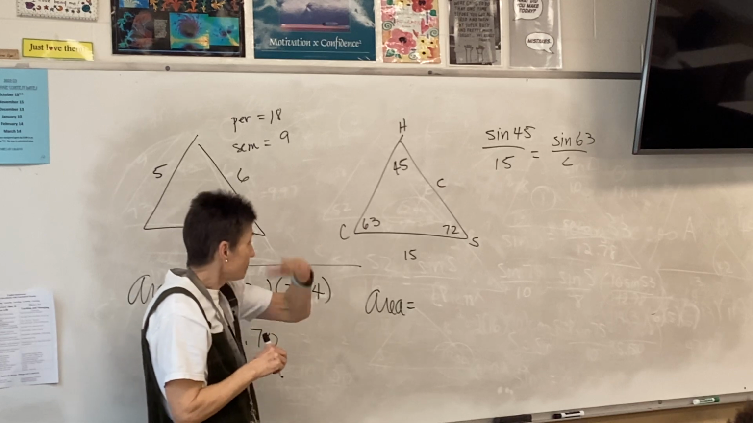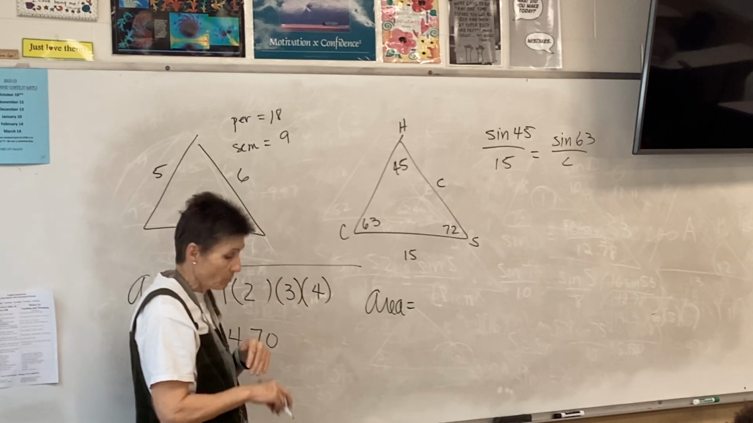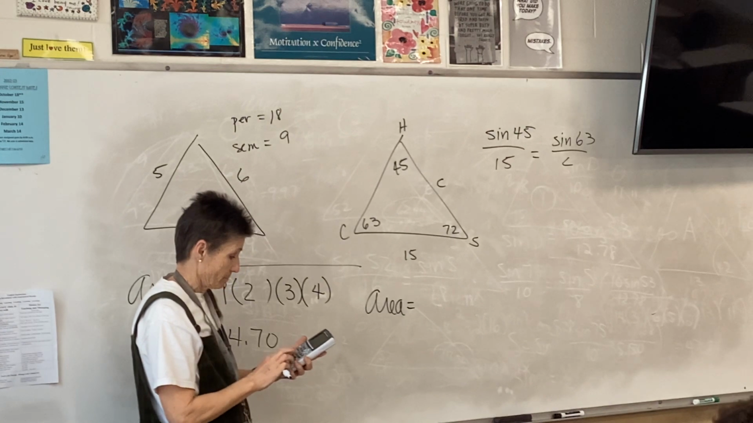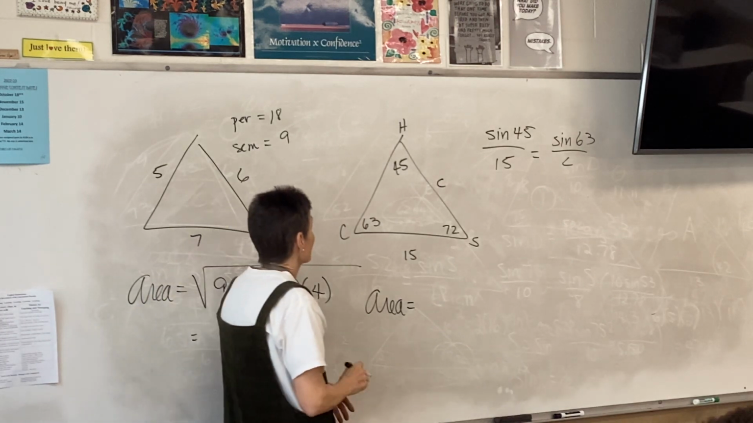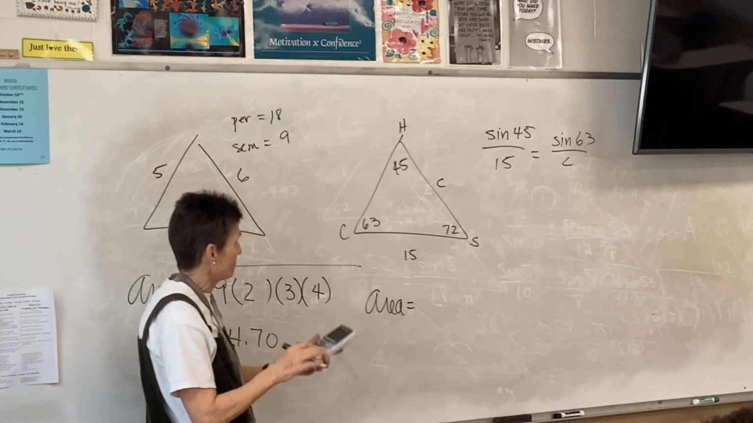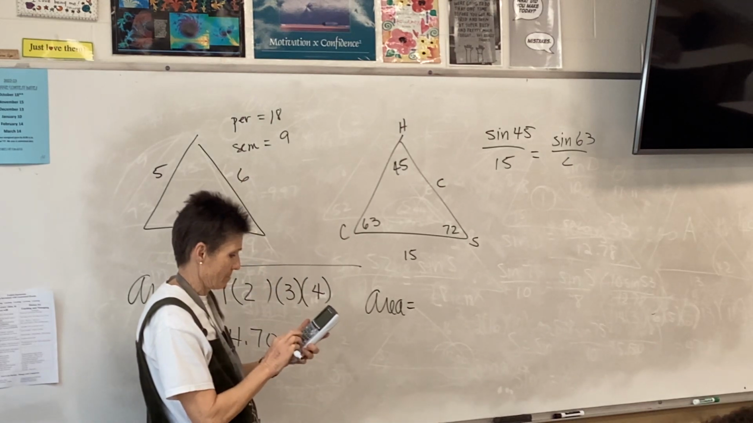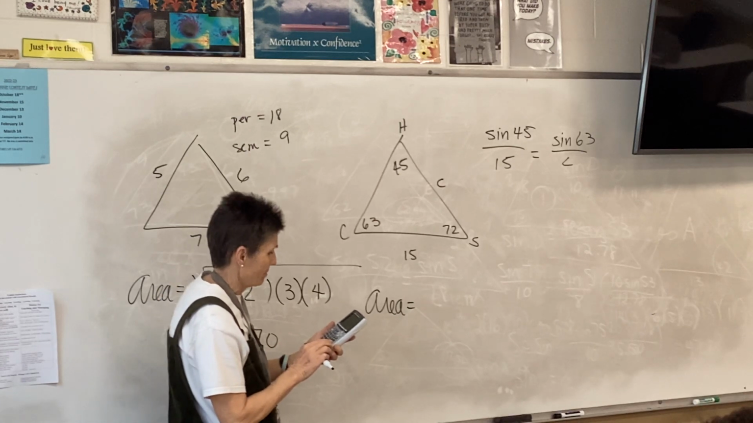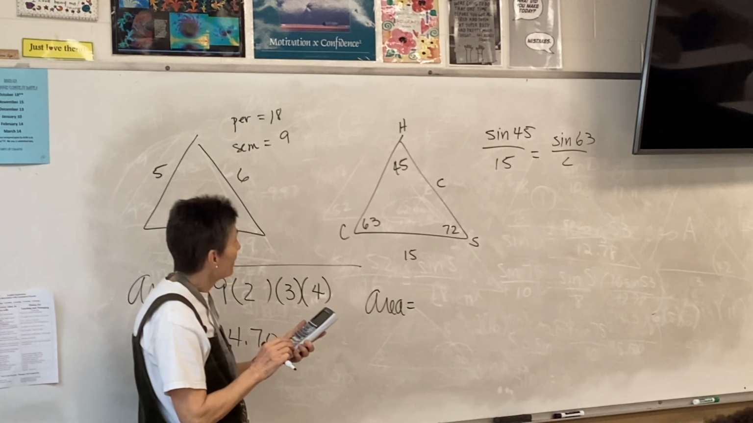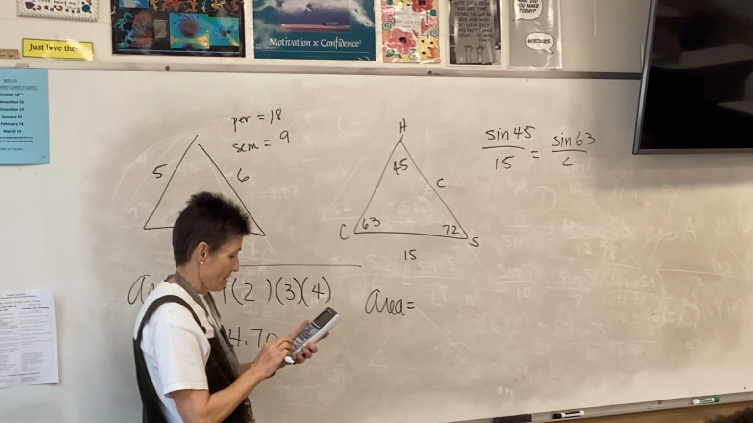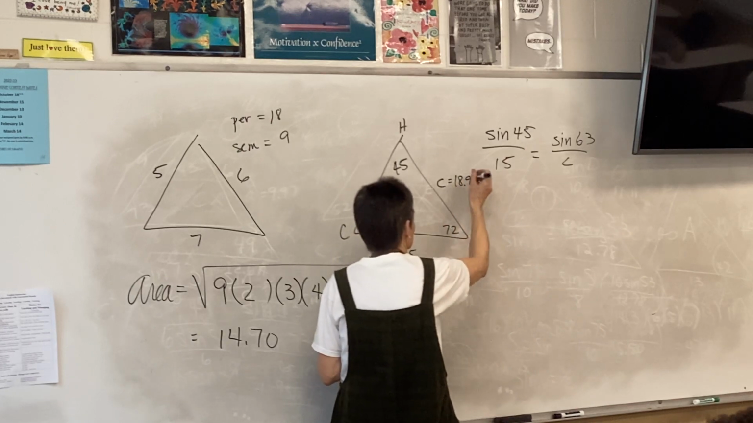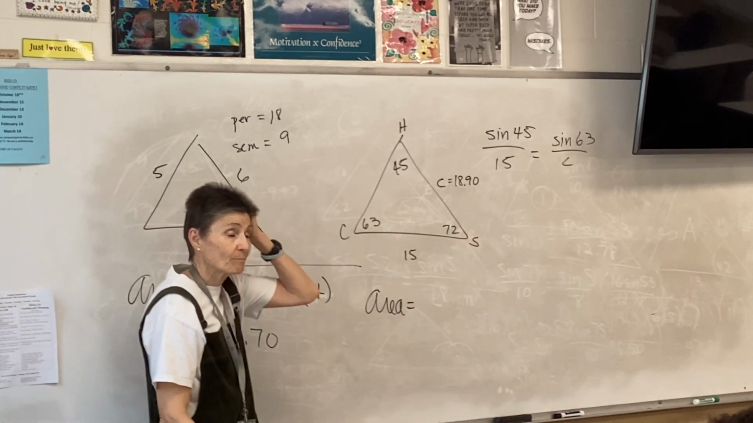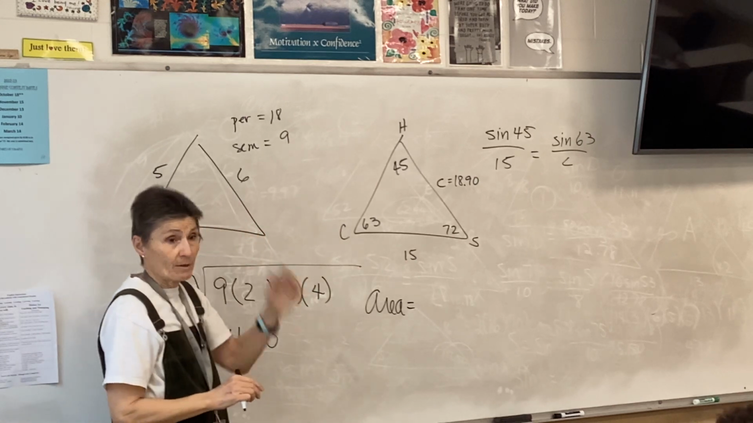Okay, type that in. Figure out what C is. I need to know what C is. Oh, that can't be right. Oh, that's what happened. Okay, so I got 18.90 on my second try. All right, everybody okay with that?